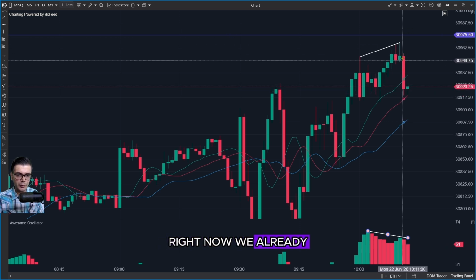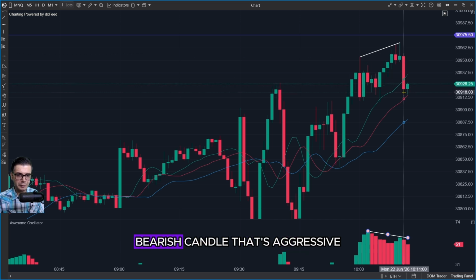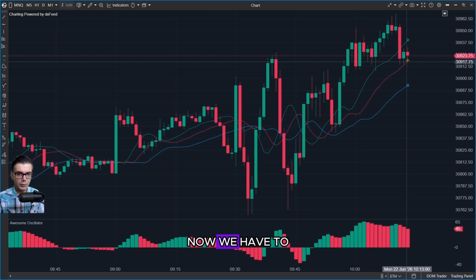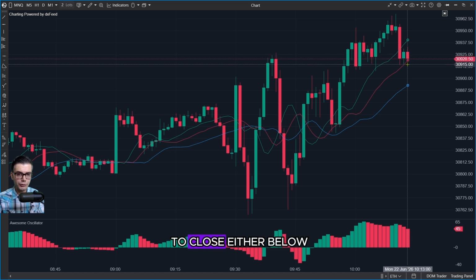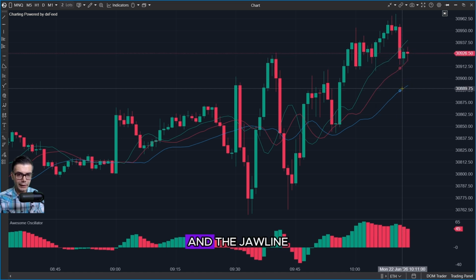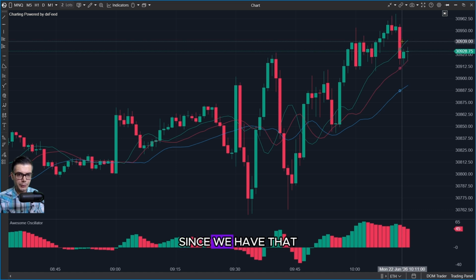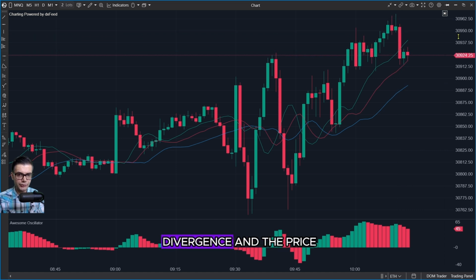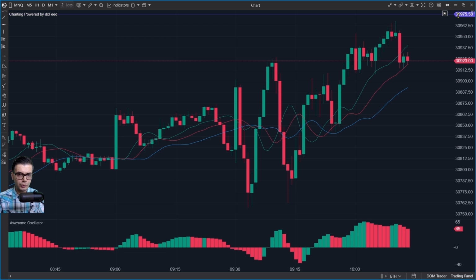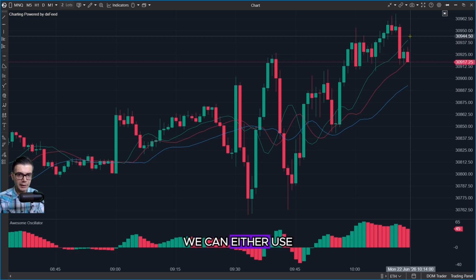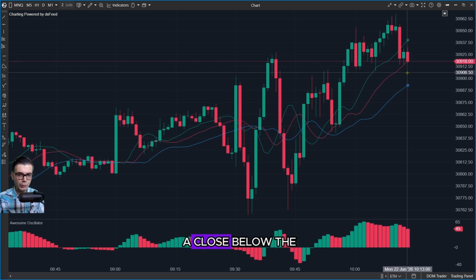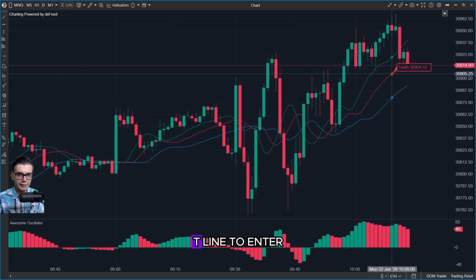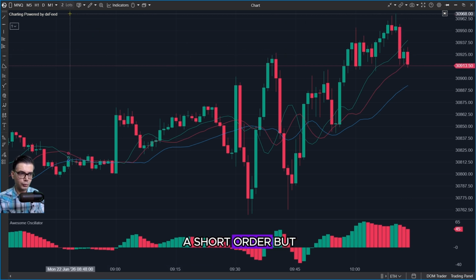Right now we already have a big bearish candle that's aggressive in the market. I talked about passive and aggressive markets. Now we have to wait for the price to close either below the red line or the jaw line. Since we have that divergence and the price is close to a very key resistance level, we can use a close below the teeth line to enter a short order.